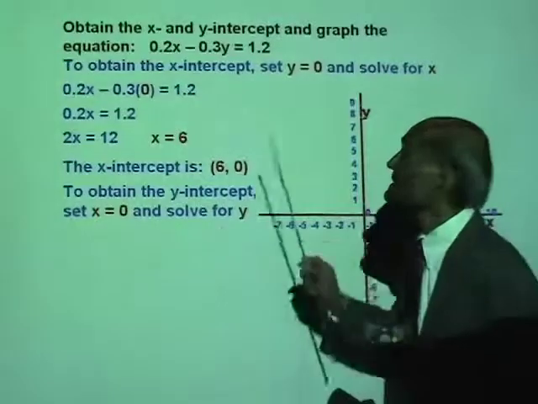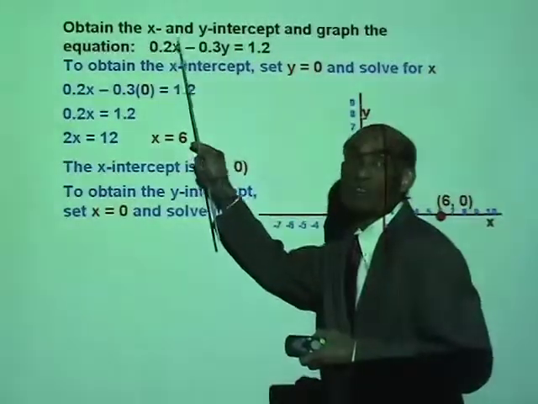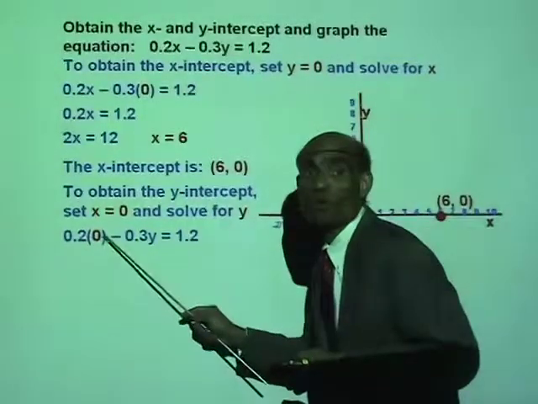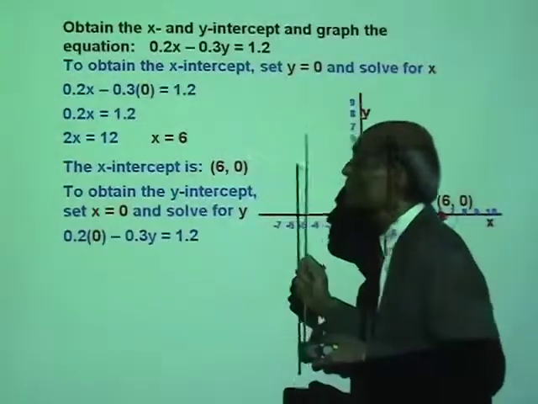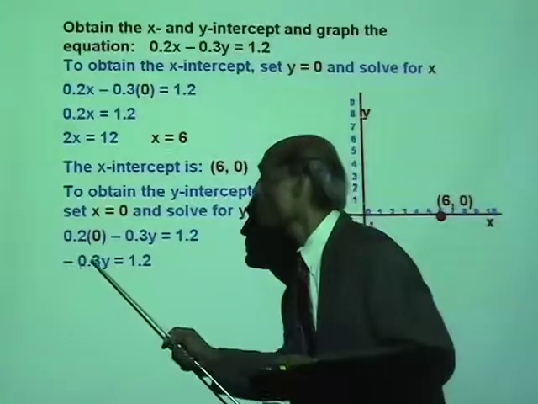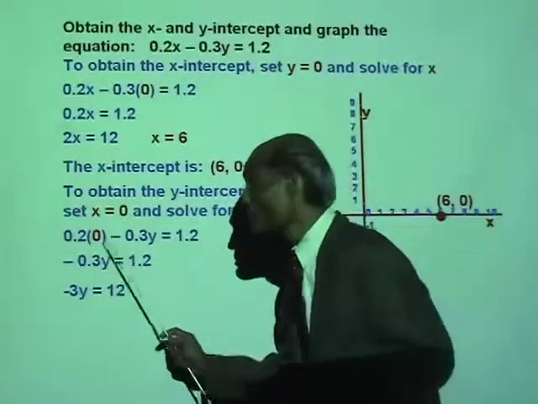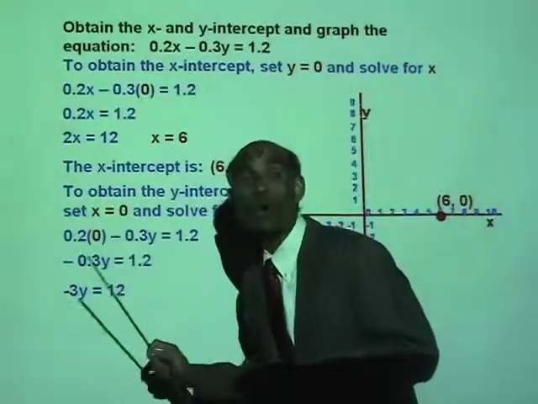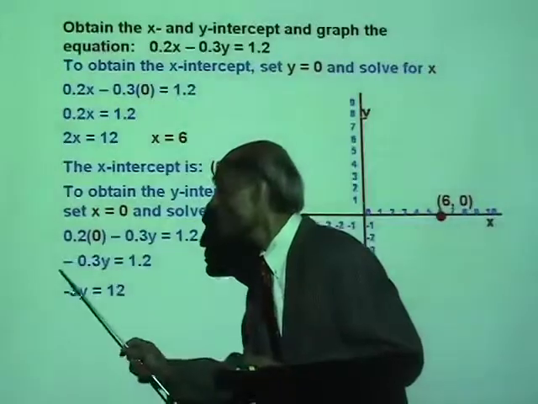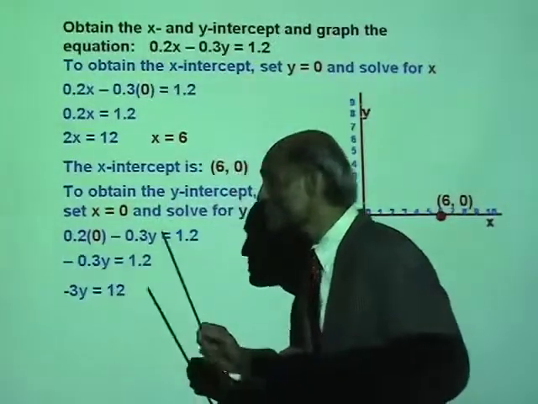Let's now obtain the y-intercept. How do we obtain the y-intercept? Set x equal to 0 and solve for y. Can you do that in this equation? Set x equal to 0 and solve for y. When x equal to 0, you get 0.2 times 0 minus 0.3 times y equal to 1.2. And this becomes 0. And what will be this equation now? Negative 0.3y equal to 1.2. How will you solve for y here? First of all, make the left-hand side and the right-hand side whole numbers by simply moving the decimal one place to the right on both sides. And that gives me, left-hand side is now negative 3y and the right-hand side is 12. You understand that? Negative 3y equal to 12.